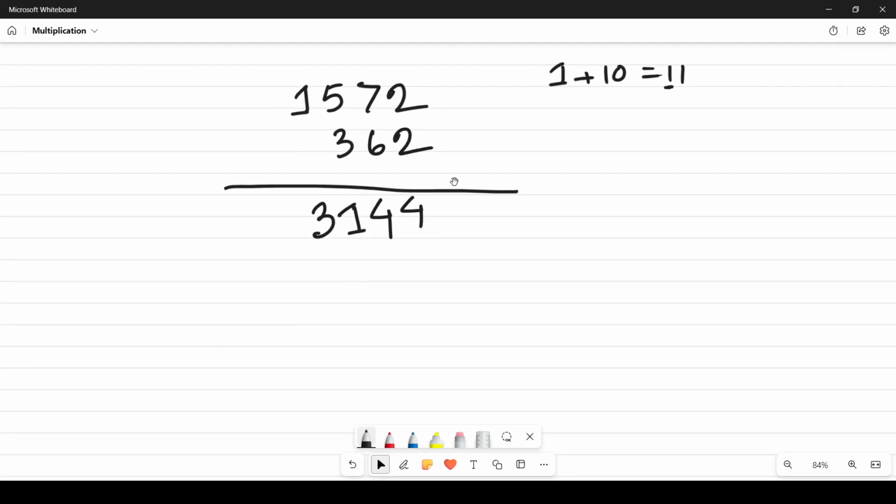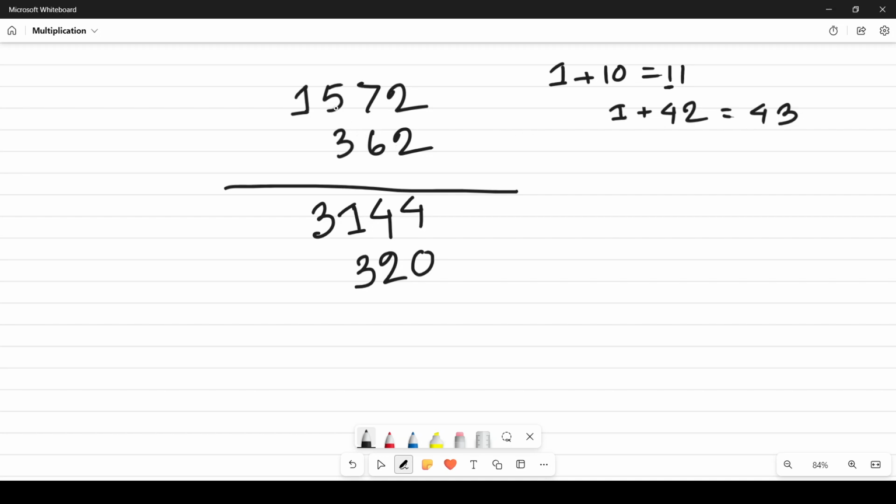So because we are skipping a digit, we put 0 here first. Then we start. 6 into 2 is 12. Let's put 2. We have 1 in our hand. 6 multiplied by 7 is 42. So 1 plus 42 is 43. So we'll put this 3 here. We have 4 in our hand now.